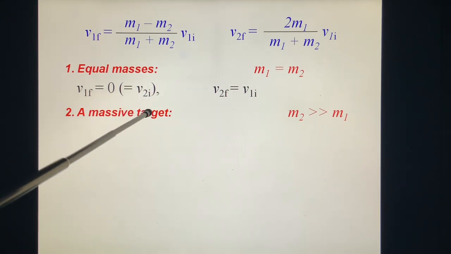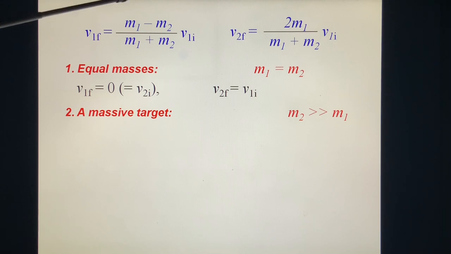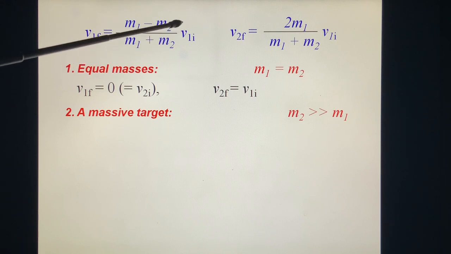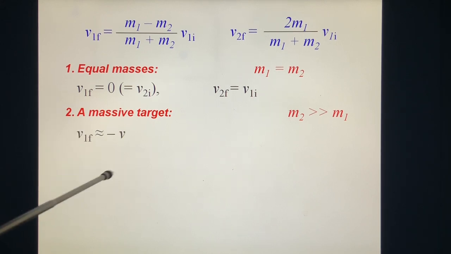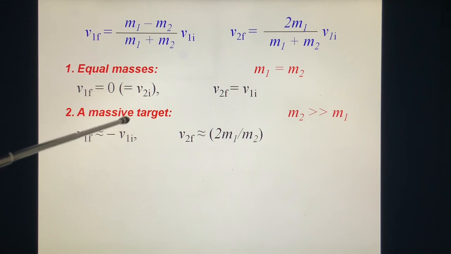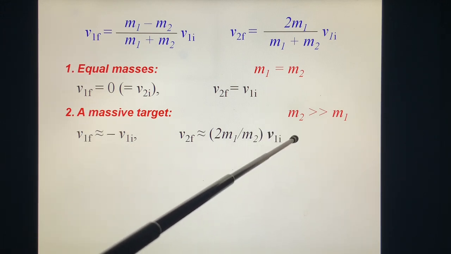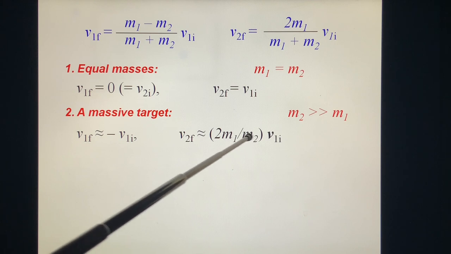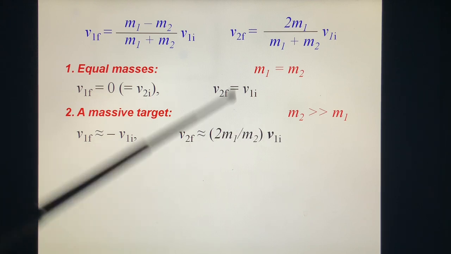A massive target: m2 is much larger. Since m2 is much larger, I can drop this term and this term. So v1f equals minus v1i. What does this mean? It goes back with the same speed. And the second one, the massive target, moves only a little bit, because m2 is much larger than m1, so its speed is very small.